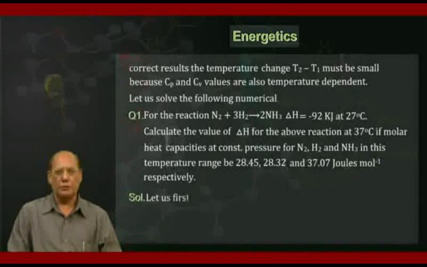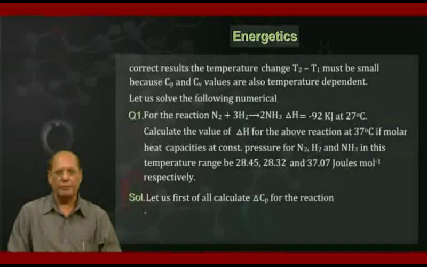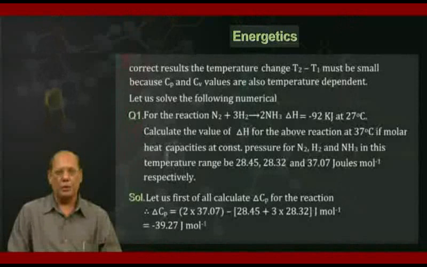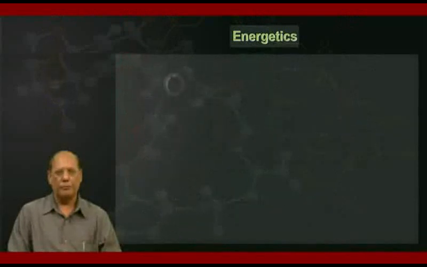Let us solve this question. For that, let us first of all calculate delta Cp for the reaction. So delta Cp will be equal to 2 into 37.07 minus within bracket 28.45 plus 3 times 28.32. That amounts to minus 39.27 joule per mole.